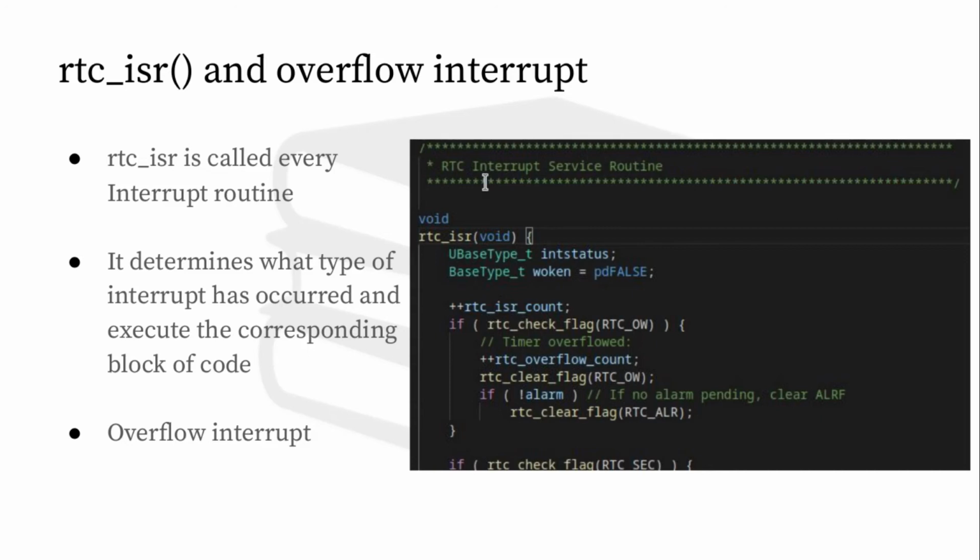Next, we take a look at the RTC ISR routine. This function is called at every interrupt. First, it determines what kind of interrupt it is. For example, if it's an overflow interrupt, it will execute this block of code, which basically just increases the interrupt count and clears the interrupt flag.